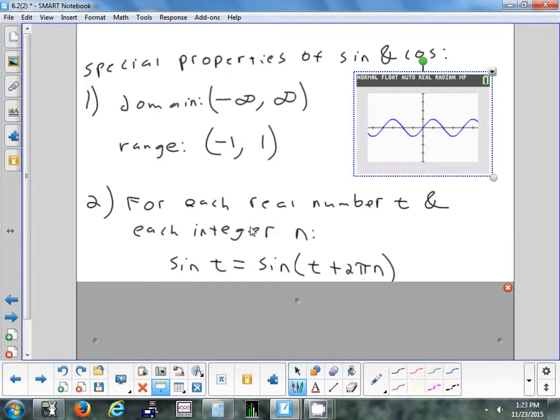Because of this repeating nature of the graph, these y values keep repeating. How often do they repeat? Every 360 degrees, or every 2 pi. So in other words, this point right here, if I add 2 pi to it, or 360, it's going to go right here. It's going to be the same y value, just further down the graph. If I add 360 again, it's going to be right there.